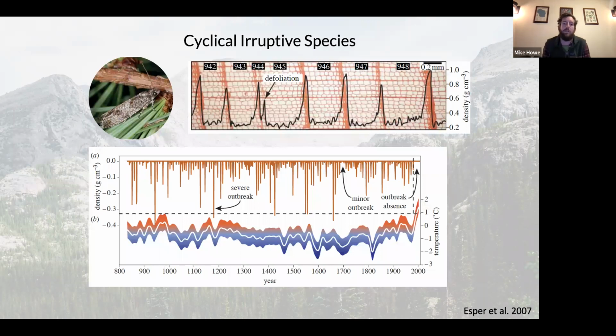Okay, so I quickly introduced the terms. So now what do I mean by these different categories? So the first are those insects that undergo regular cyclical outbreaks. One of the best examples is the larch bud moth. These insects undergo regular outbreak cycles that occur regardless of what the climatic conditions are like.